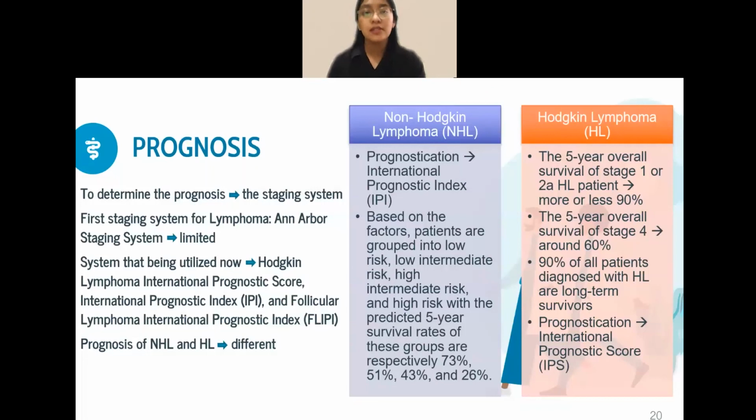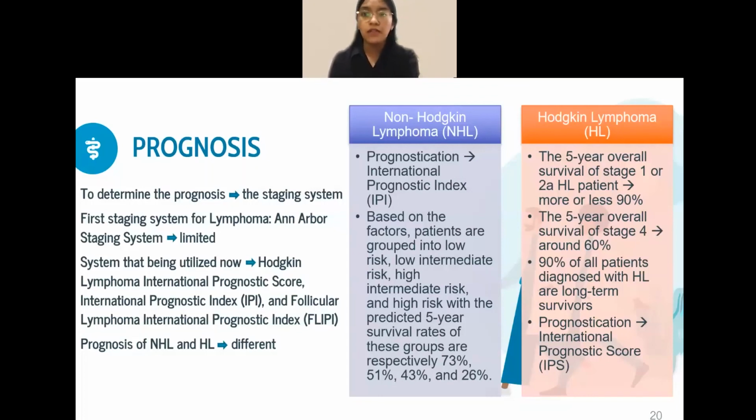And the prognosis of non-Hodgkin lymphoma and Hodgkin lymphoma is quite different. For non-Hodgkin lymphoma, the prognostication used is the International Prognostic Index or IPI, and based on the factors, patients are grouped into low risk, low intermediate risk, high intermediate risk, and high risk, with predicted 5-year survival rates of 73%, 51%, 43%, and 26%, respectively.